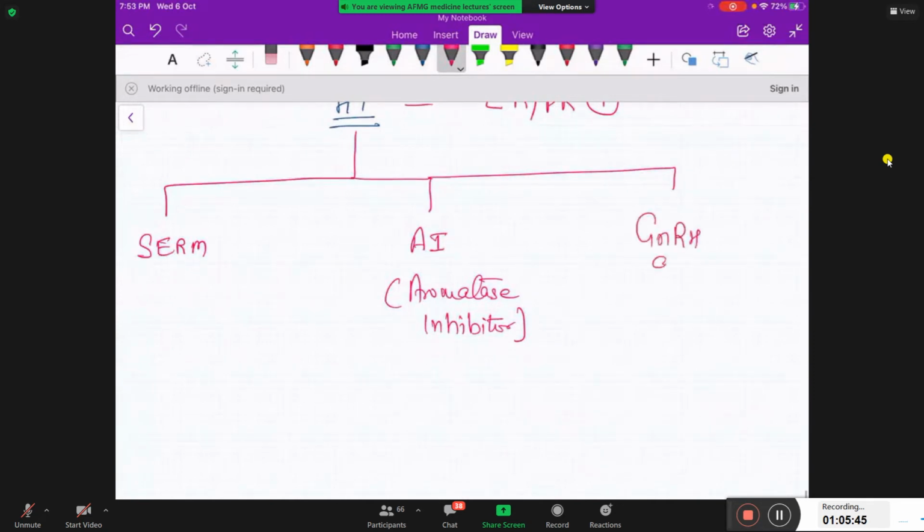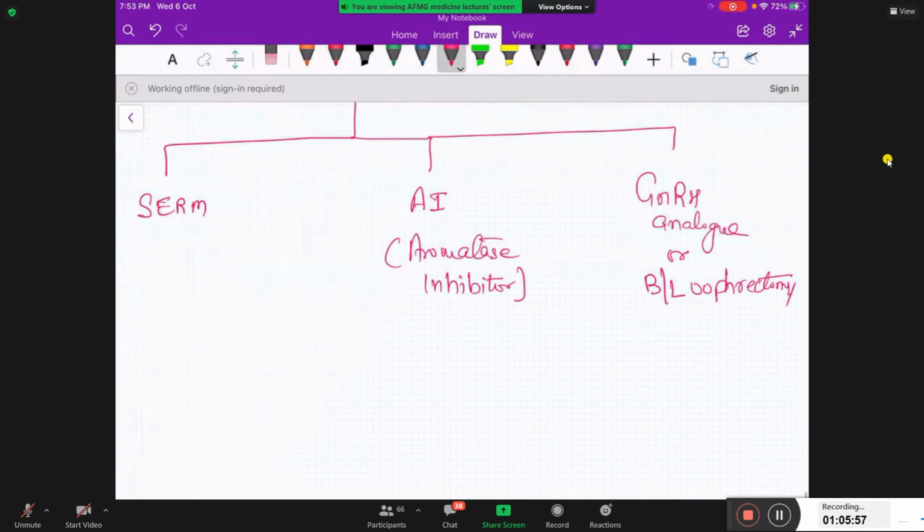And we also have the option of GnRH analogs or bilateral oophorectomy. We also have the option of GnRH analog or bilateral oophorectomy, which is removal of both the ovaries.